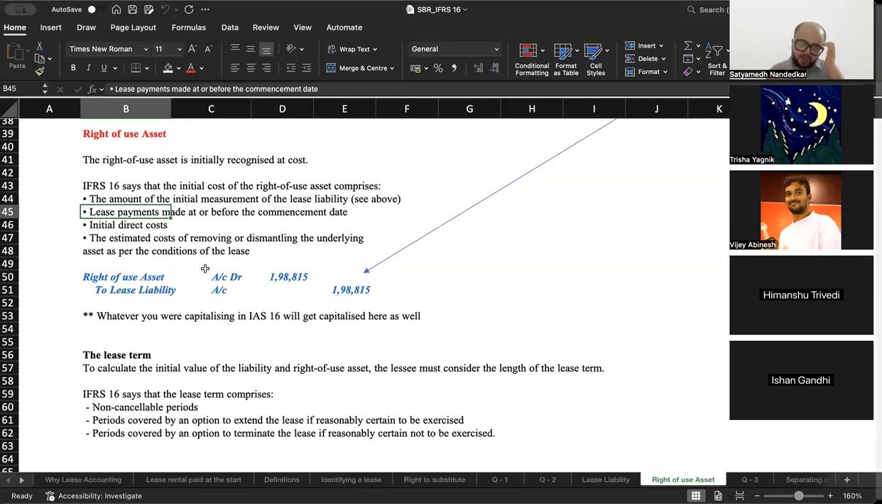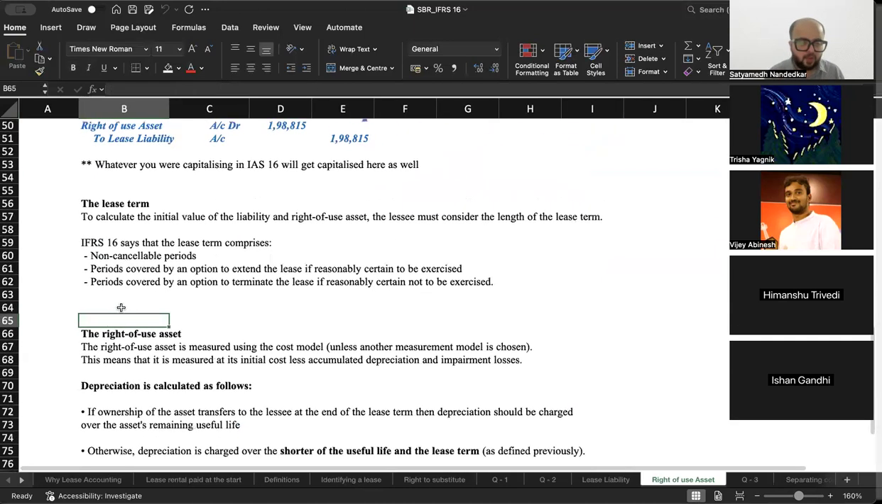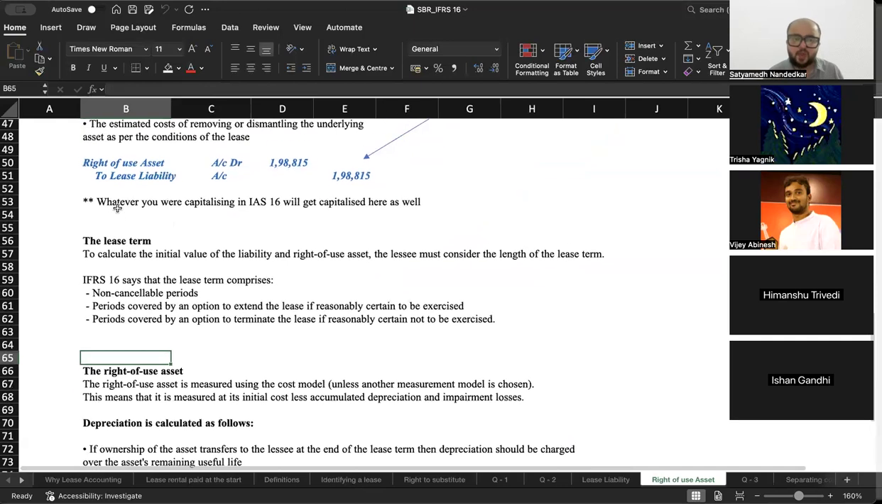So how do you calculate the right of use asset? The right of use asset can be calculated as you take the total of your lease liability, and to that you add any amount paid at the inception or at the beginning or even before the inception of the lease, initial direct cost and estimated cost of removing or dismantling the underlying asset as per conditions of the lease. So right of use asset account debit to lease liability. This is the accounting entry. This right of use asset you are going to depreciate over the.